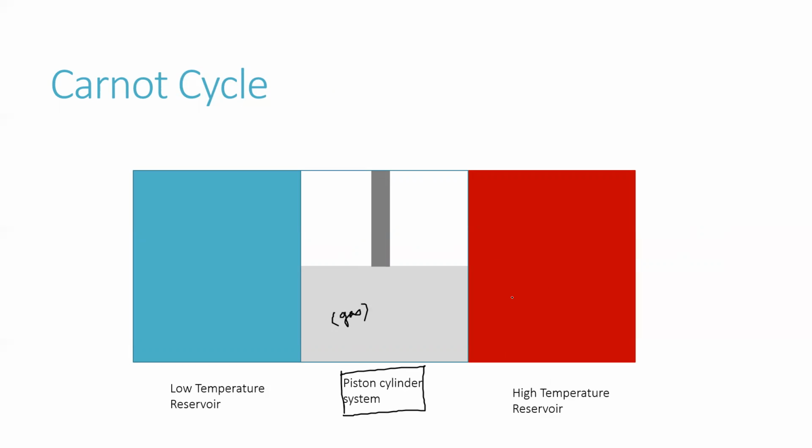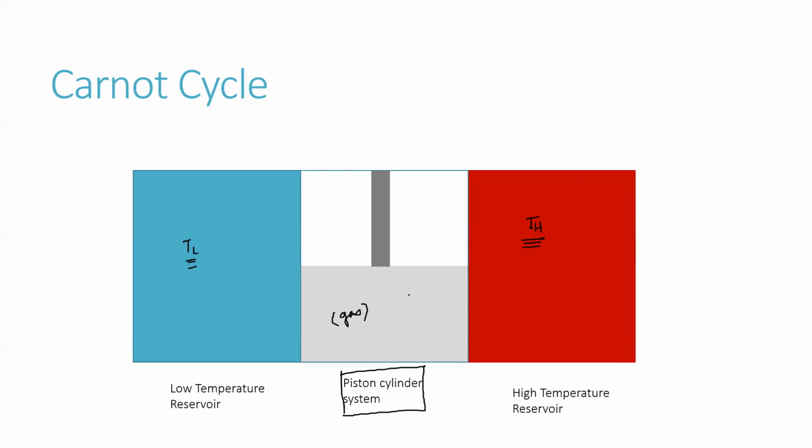This is a high temperature reservoir, which is maintained at a high temperature. We'll be denoting high temperature as TH. And this is a low temperature reservoir, which is maintained at a low temperature. We'll be denoting this as TL. So what will happen as these two come in contact with this gas?